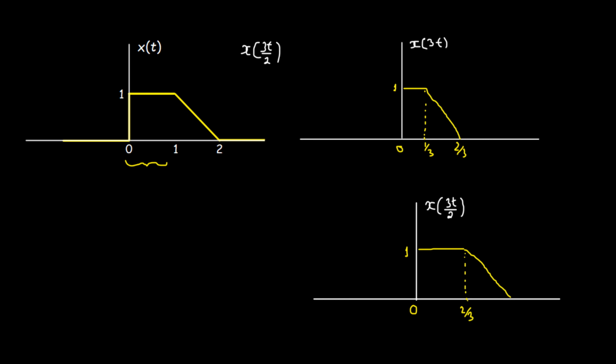Similarly, between 1/3 and 2/3, the graph of x of 3t was linearly decreasing. Now this graph is also going to linearly decrease, but the time will be between 2/3 and 2 times 2/3, which is 4/3. So this is how we have transformed. This is the direction of transformation.